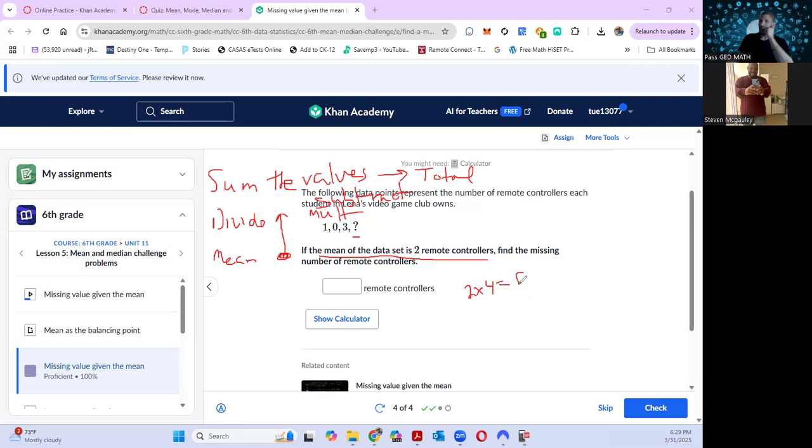8. Okay. Now we want to subtract the values that we had. So we're going to subtract 3, which gives us 5. We're going to subtract 0, which gives us 5. And then we're going to subtract 1, which gives us what?